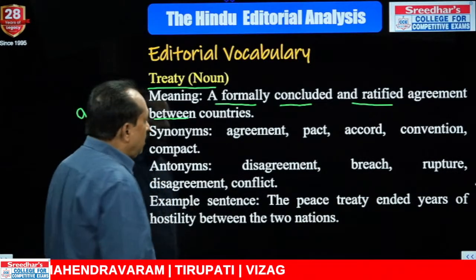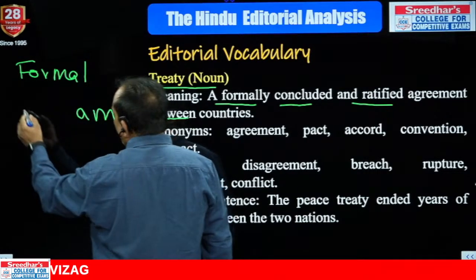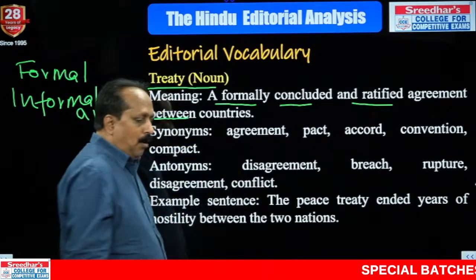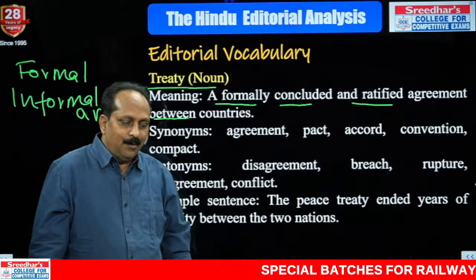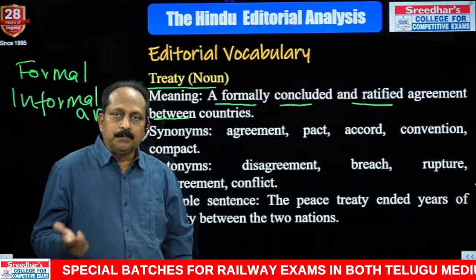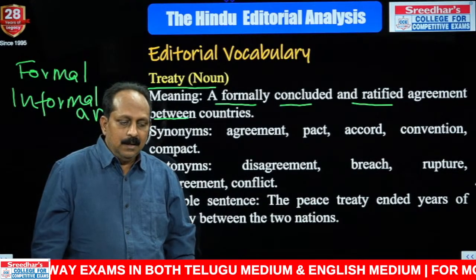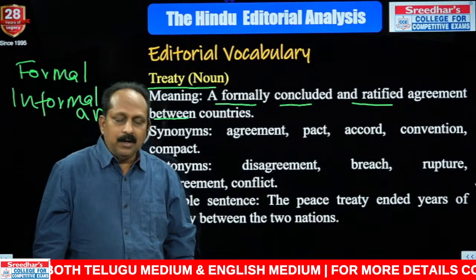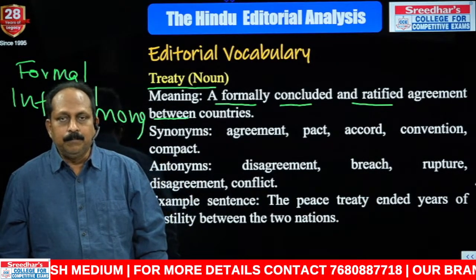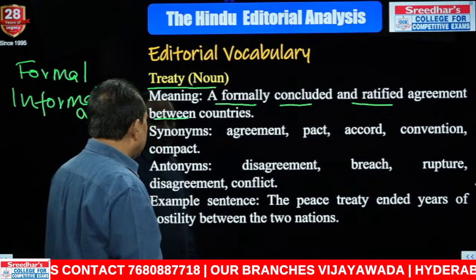Here there is one important word, formal. When we talk about English, we use two terms. One formal English, the other informal English. What is formal English? Language used at the workplace, that means office, factory, company, and language used with elders and strangers. That is formal English. What is informal English? Language used with members of family and friends. Here, formally concluded and ratified agreement between countries.